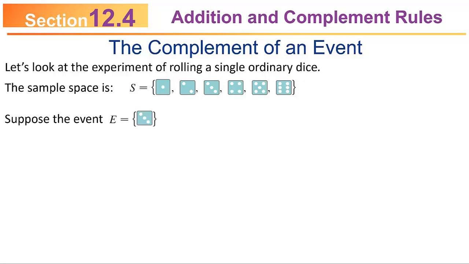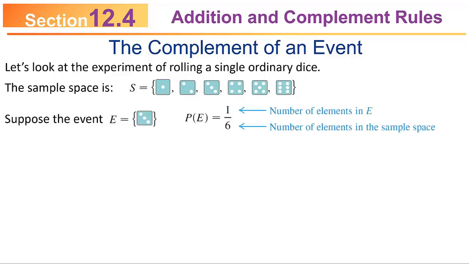So if we want to look for the event that we rolled a 3, the probability of doing that is the number of ways you can get a 3, which if you're rolling a single die, there's only one way to do that, over the number of elements in the sample space. So the probability of rolling a 3 is 1/6.